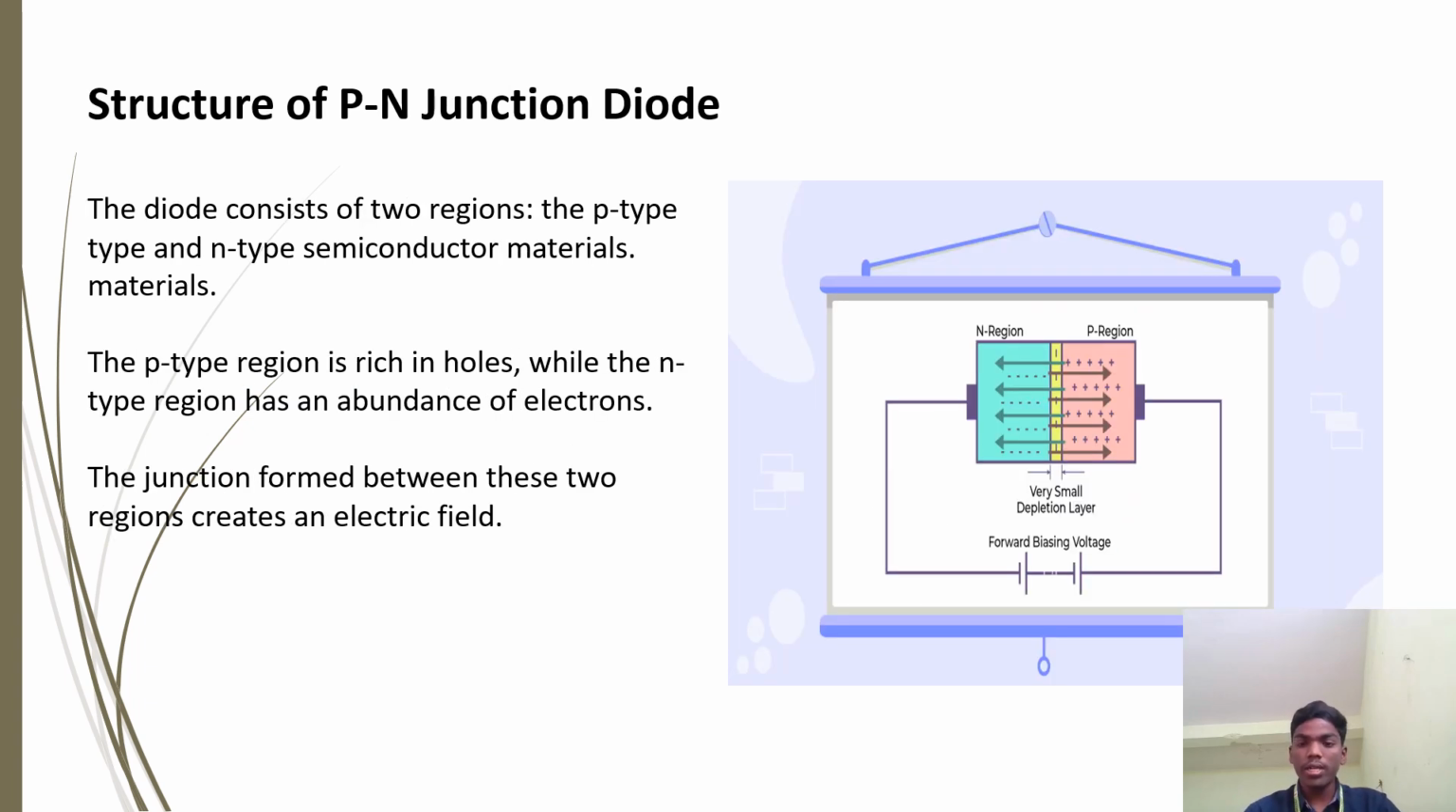The structure of a PN junction diode is as follows: the N-type material is connected to the negative terminal of the battery, and the P-type is connected to the positive terminal of the battery. The PN junction consists of two regions, that is, P-type and N-type semiconductors. In P-type, the majority charge carriers are holes, and in N-type semiconductors, the majority charge carriers are electrons. When you combine these two materials, due to the deficiency of charge carriers, an electric field will be developed at the junction.